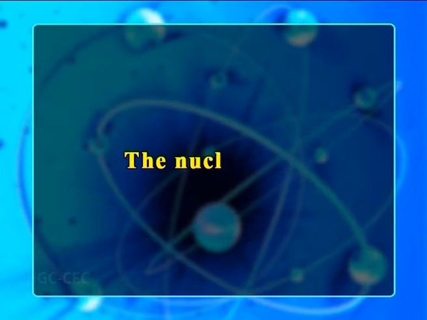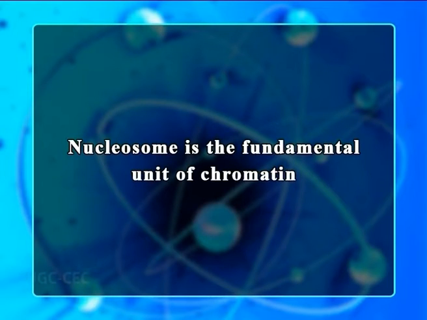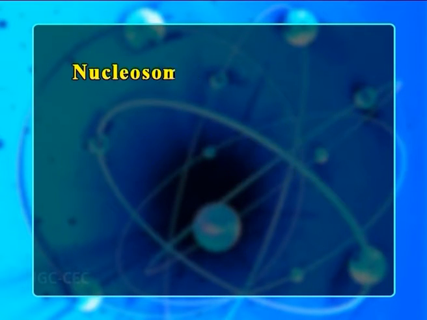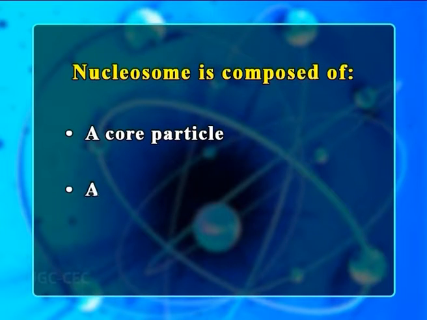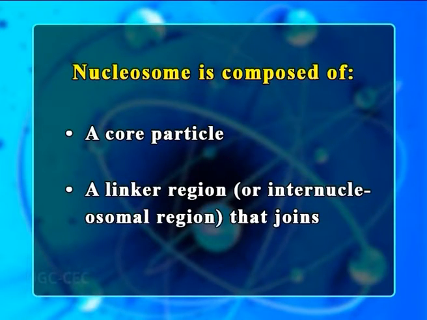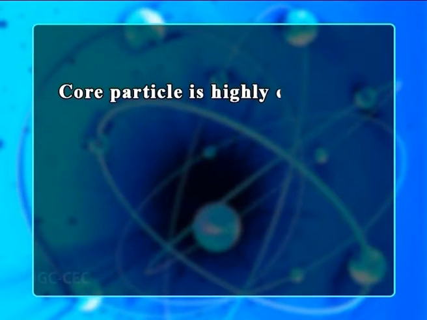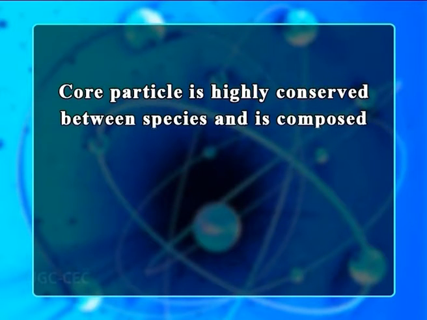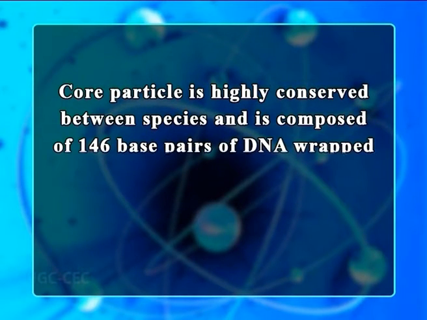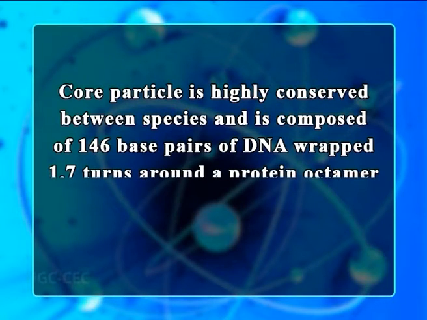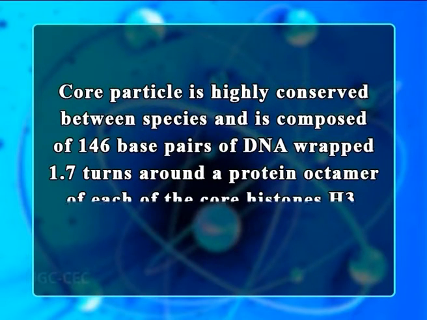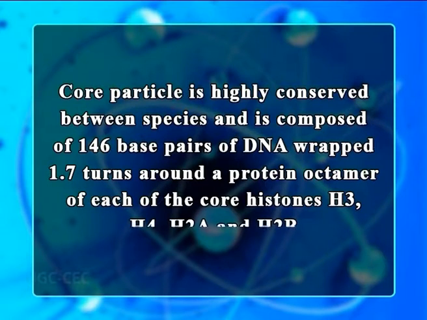Now coming to our next important topic, that is the nucleosome. The nucleosome is the fundamental unit of chromatin. It is composed of a core particle and a linker region, or internucleosomal region, that joins adjacent core particles. The core particle is highly conserved between the species and is composed of 146 base pairs of DNA wrapped 1.7 turns around a protein octamer of each of the core histones H3, H4, H2A and H2B.